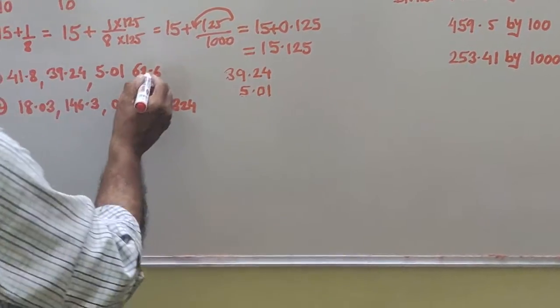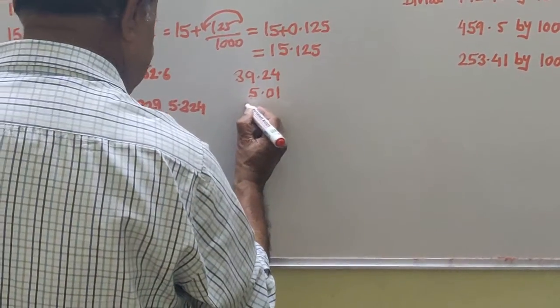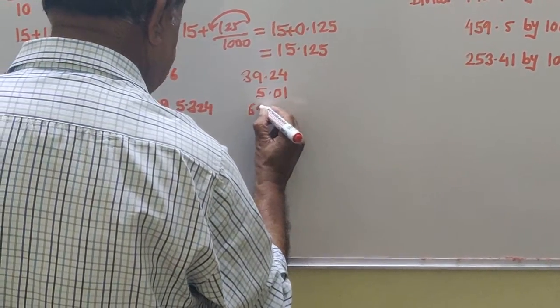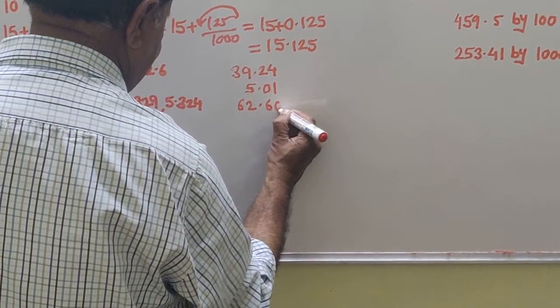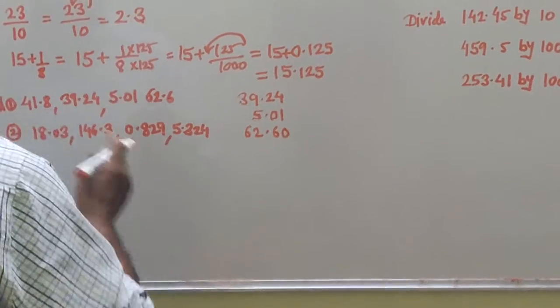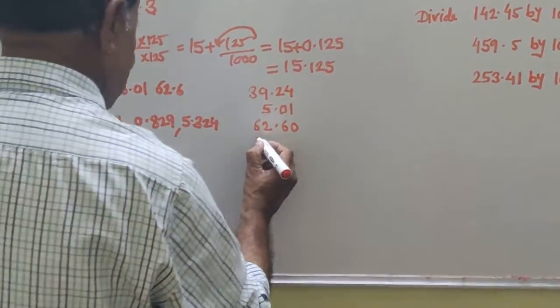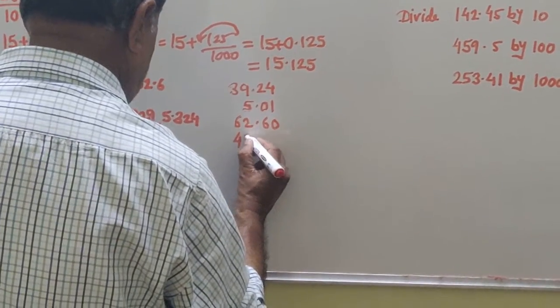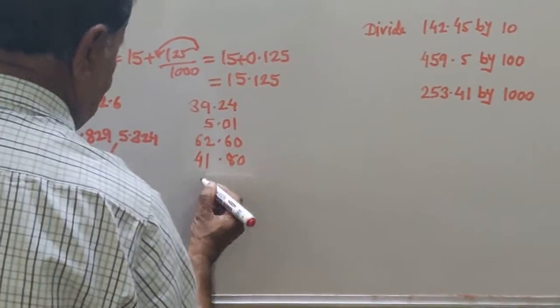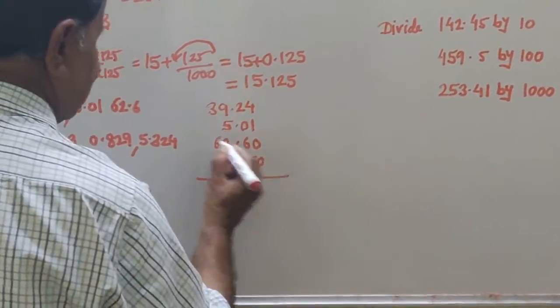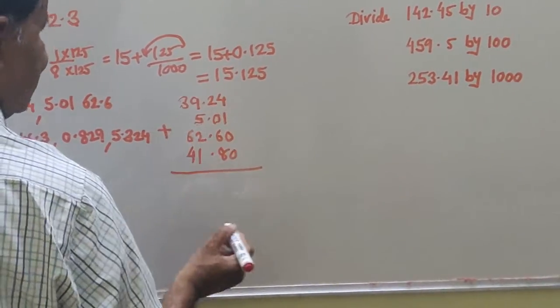Now I can write down 62.6 is given. Okay, now I can put a 0 here. You understand? Now in the case of this also, 41.8 is given, so I will put a 0 here. This means the position must be the same. You want to add this one.